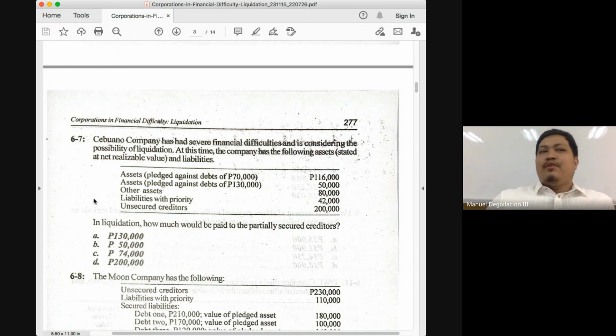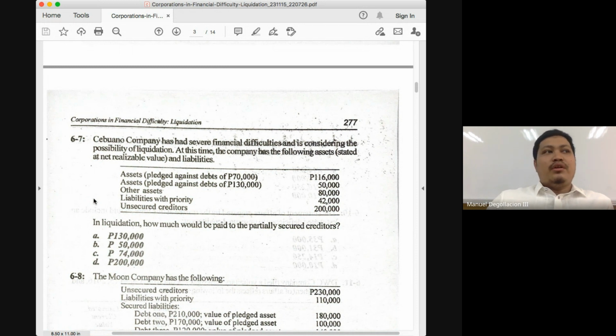They will still recover something from the unsecured portion of 80,000. Can it be 200,000, class? No, because the amount of liability is only 130. So basically, there is no scenario where they will receive more than 130. Okay? And then letter A, will the answer be letter A here?